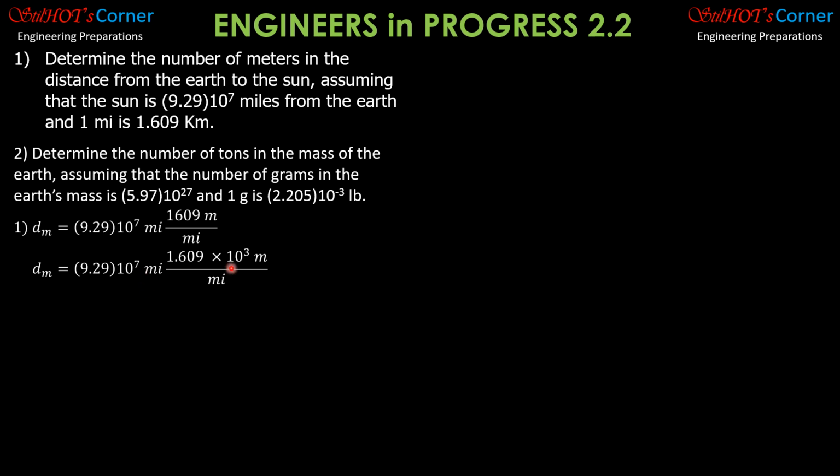10 to the 10. But 9.29 times 1.609 exceeds 10. So we have to modify the answer further. So it is 14.95 to 4 significant digits times 10 to the 10. So the final answer, because 14.95 can be expressed as 1.495 times 10 to the 1, so 1.495 times 10 to the 11 meters.